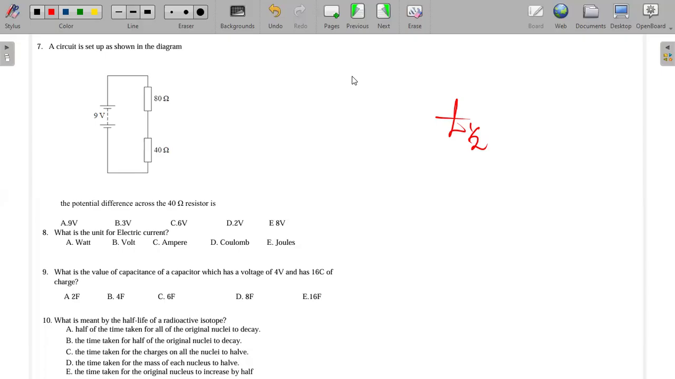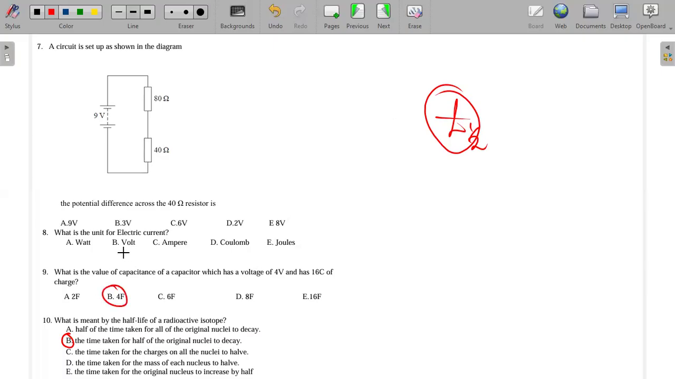So looking at the options that we've been given, it's the time taken for half of the original nuclei to decay. That means for question 10, the correct answer is option B. It's the time taken for half of the original nuclei to decay. Hence, we call it T half.